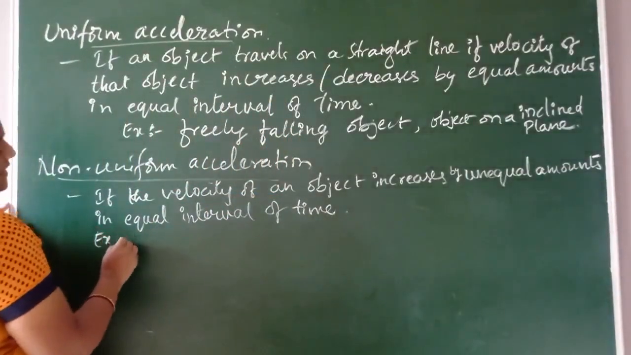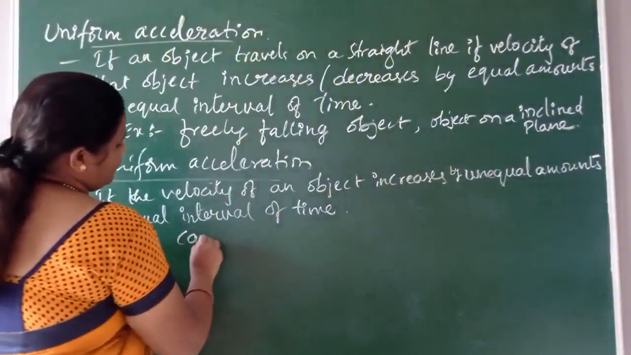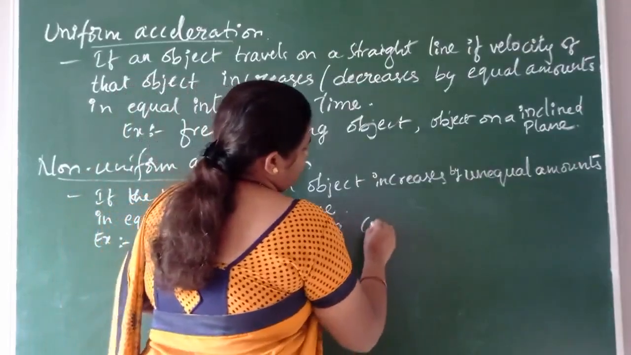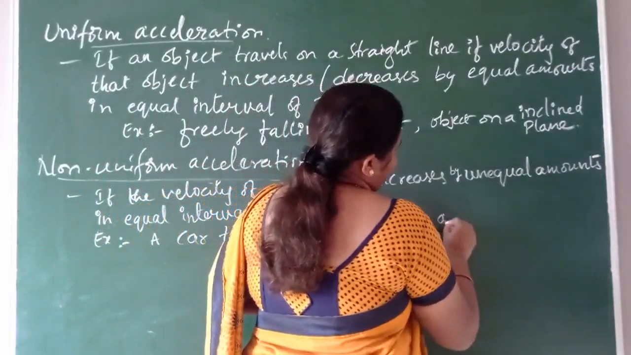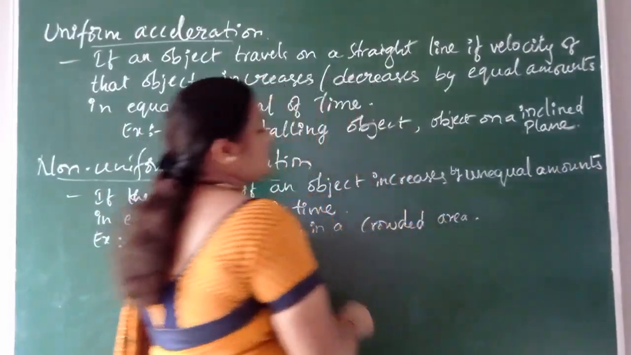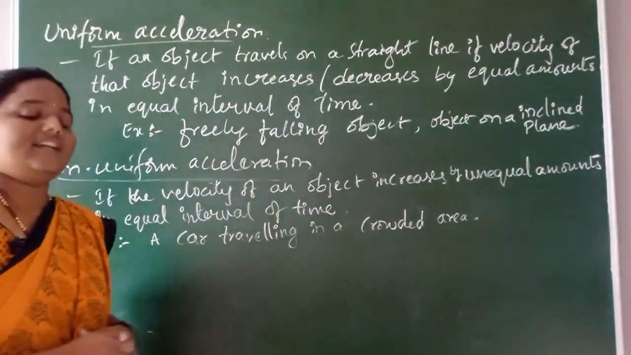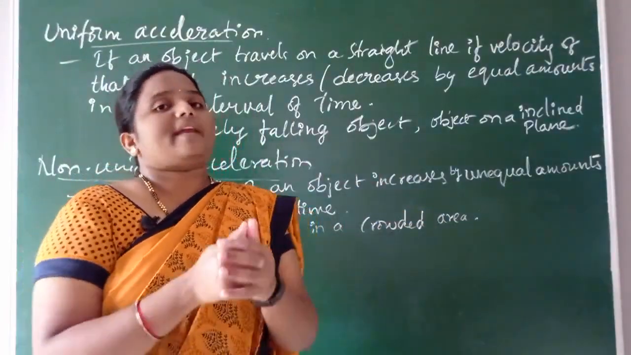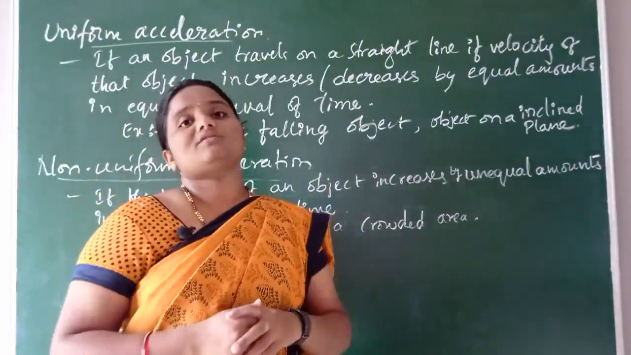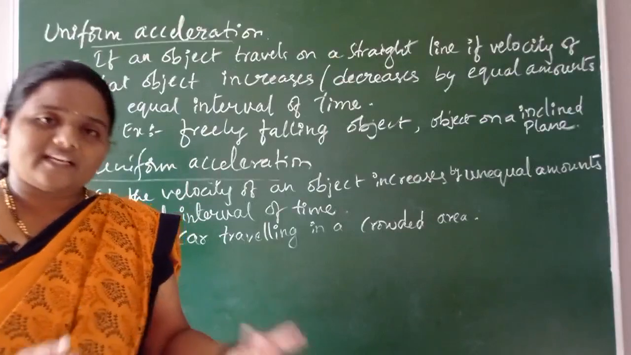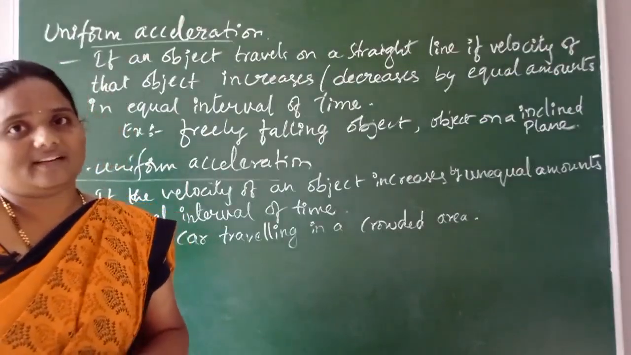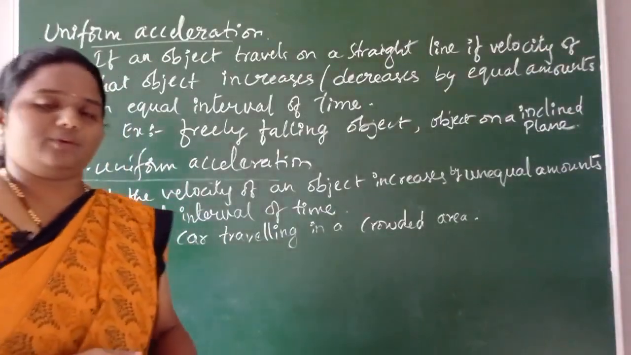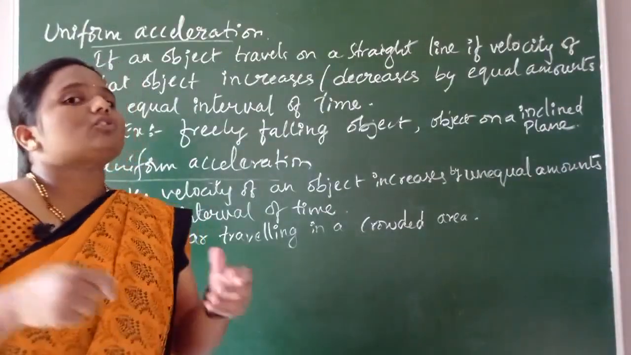So an example we can take is a car traveling in a crowded area, isn't it? It comes under non-uniform acceleration. Is it clear, children? I hope all these important topics are clear to you. Children, it is very important to learn the definitions of these terms first. Then only we can solve the problems by an easy method, isn't it, children? So I request you all, please learn these definitions thoroughly. Then only will you find it easy while solving the problems.